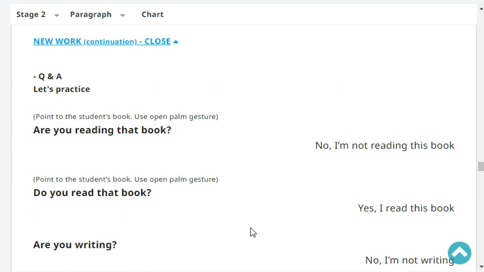Okay, let's practice. Are you reading this book? No, I'm not reading this book. I'm reading that book. Do you read books? Yes, I read books. So you're not reading now, but generally you read books, right?